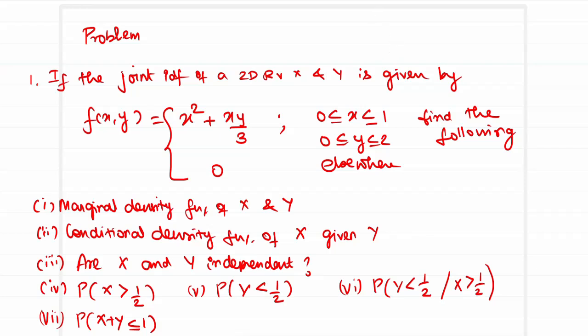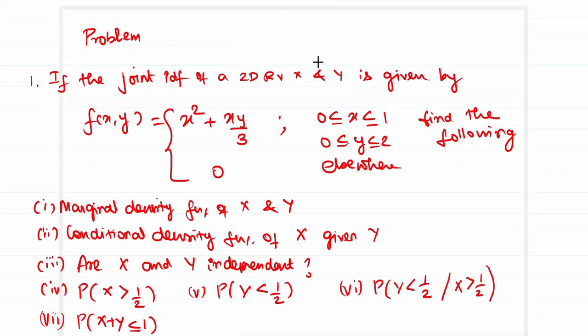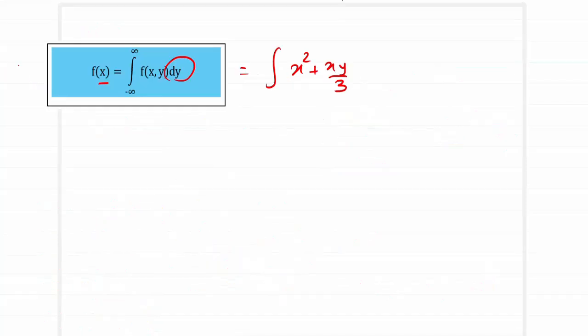So we move on to the first question, namely the marginal density function of x. The marginal density function of x is given by f of x. And the formula for f of x, we know that when it is with respect to x, integrate with respect to the opposite variable, which is going to be dy. So we are going to integrate the function x squared plus xy divided by 3 with respect to y. What is going to be the limit of y? y varies between 0 to 2. I am going to integrate this function with respect to y.